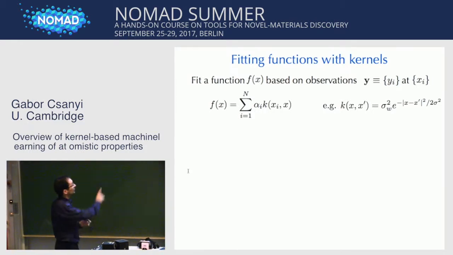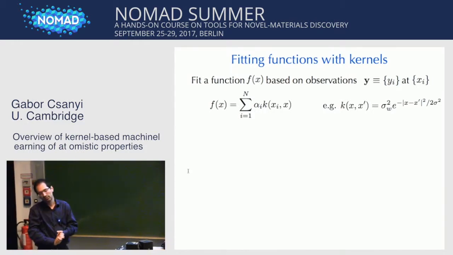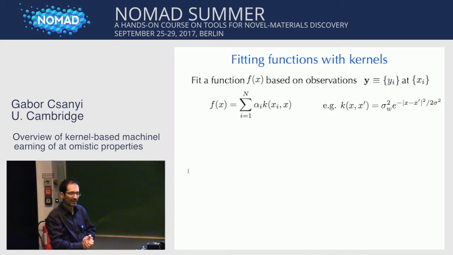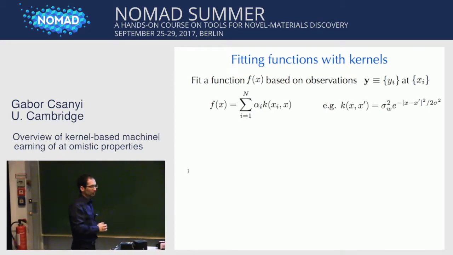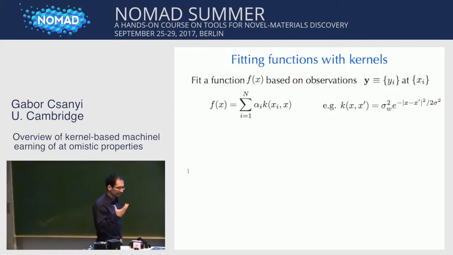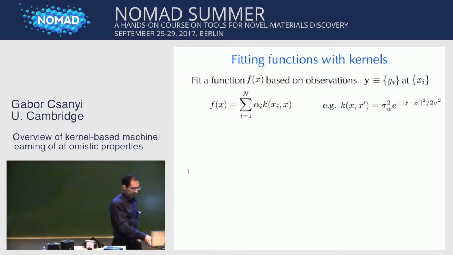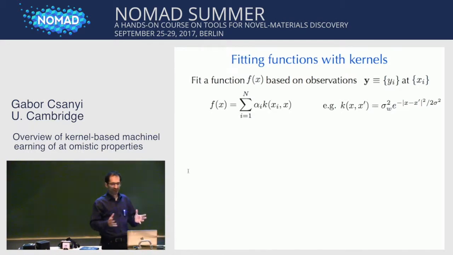So on the right-hand side, there's an example of a Gaussian kernel. If I have locations x and x prime, how much do I expect the function that I'm trying to learn to be similar at those two locations? And if the two locations are the same, that Gaussian has a value of 1, and that corresponds to the function values being the same. If they're very far apart, the Gaussian decreases.